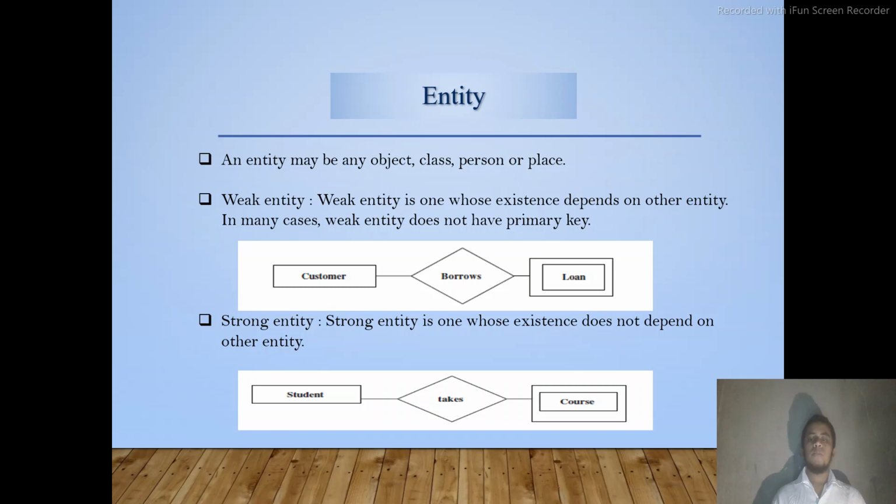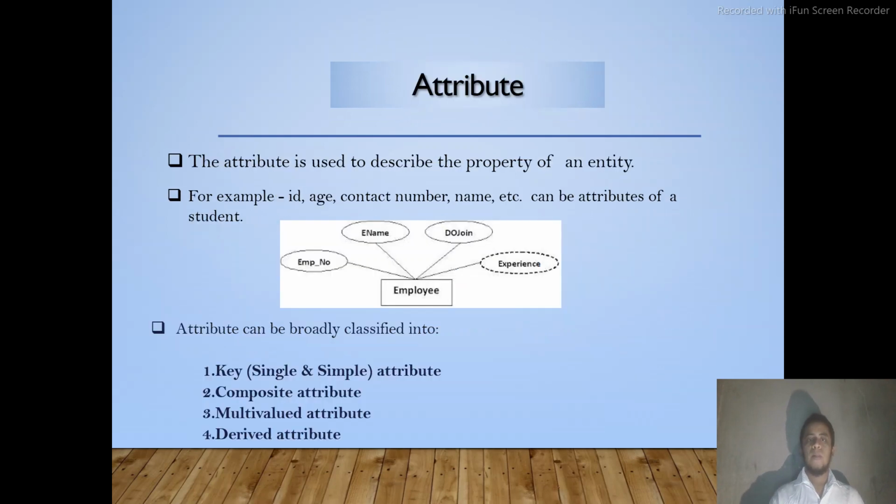Now coming to the point of strong entity. A strong entity is one which does not depend on another entity. We can also see a picture on the given slide that student takes course. It is mandatory for all students to take a course. Now coming to the point of attribute. Here an attribute is used to describe the property of an entity.